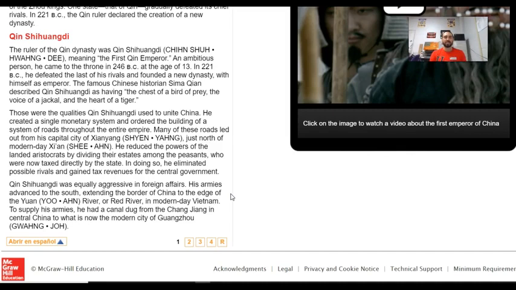Qin Shi Huangdi was equally aggressive in foreign affairs. His armies advanced to the south, extending the border of China to the edge of the Yuan River, or Red River, in modern-day Vietnam. To supply his armies, he had dug a canal from Changjiang in central China to what is now the modern city of Guangzhou.